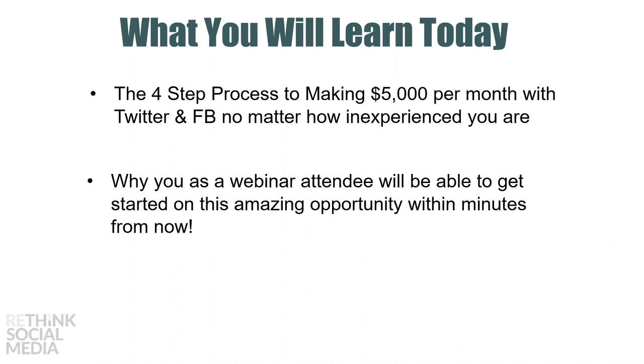So we're going to get started looking at the following, right? We're going to go through the 4-step process to making $5,000 or more per month with Twitter and Facebook primarily, no matter how inexperienced you are. I'm also going to be sharing with you how you'll be able to get started on this opportunity in just a few minutes from now.